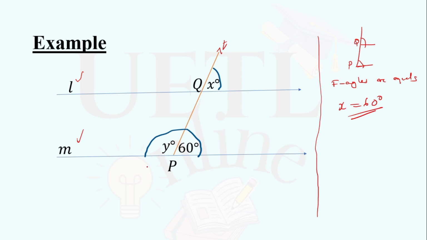Now I remember I said that at a point, our point P, when there is a straight line cutting here and there is a line here, these are linear angles. 60 and Y are linear angles, and I told you that they should add up to 180. So we're going to use the law of linear angles. I did that in the last video, so make sure you go and check that. Y plus 60 should be equal to 180 because they are linear angles, so Y is equal to 180 minus 60. Y is equal to 120 degrees.